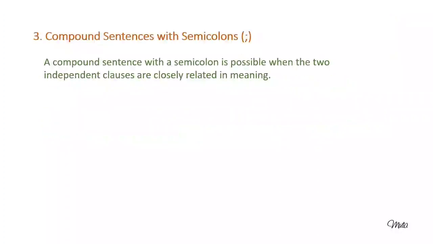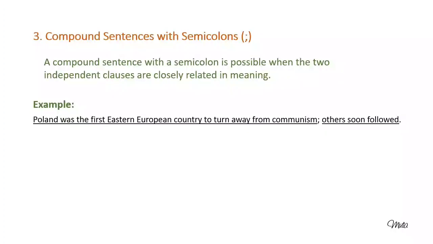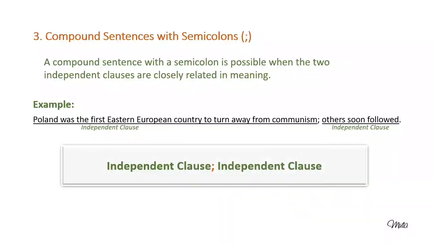The third one, compound sentences with semicolons. A compound sentence with a semicolon is possible when the two independent clauses are closely related in meaning. For example, Poland was the first Eastern European country to turn away from communism; others soon followed. This sentence has two independent clauses. The first one, Poland was the first Eastern European country to turn away from communism. The second independent clause is, others soon followed. Those two independent clauses are joined by a semicolon.